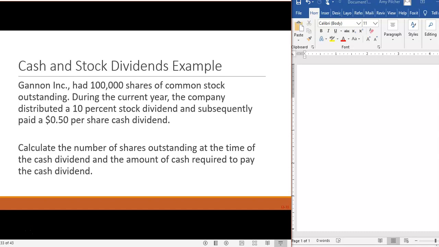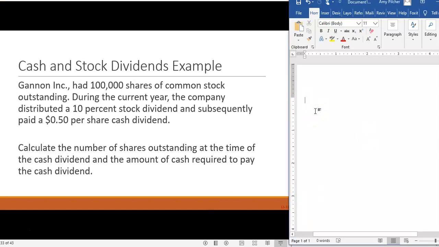Let's look at an example of a cash and stock dividend. So we have 100,000 shares of common stock outstanding. During the year, we distributed a 10% stock dividend and also paid a 50 cents per share cash dividend. So the first thing we're going to do is calculate the number of shares outstanding at the time of the cash dividend and then the amount of cash required to pay the cash dividend.